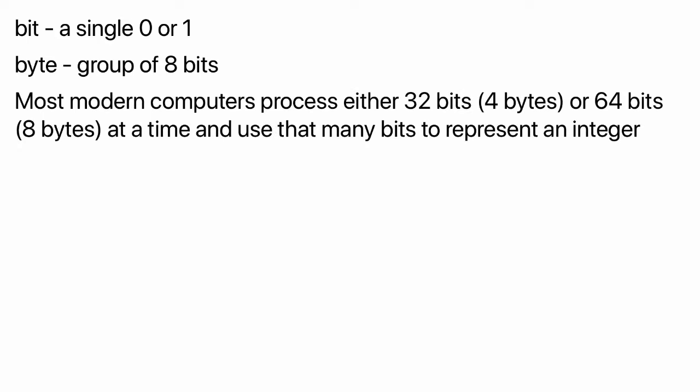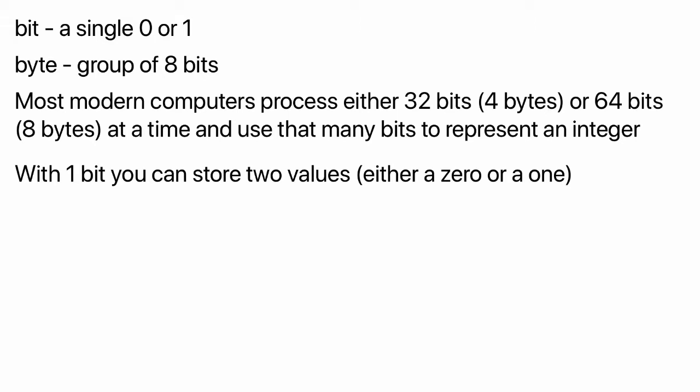A bit is defined as a single 0 or 1. A byte is a group of 8 bits. Most modern computers process either 32 bits, which is 4 bytes, or 64 bits, which is 8 bytes, at a time and use that many bits to represent an integer.